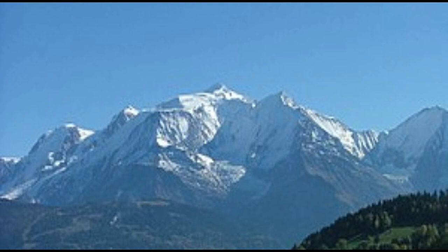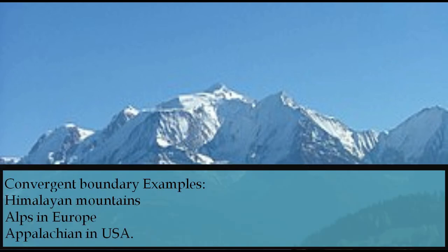This process began around 50 million years ago. Some other examples of this convergent movement and formation are the Alps in Europe and the Appalachians in the USA. These mountain ranges are formed due to the convergent movement, right?